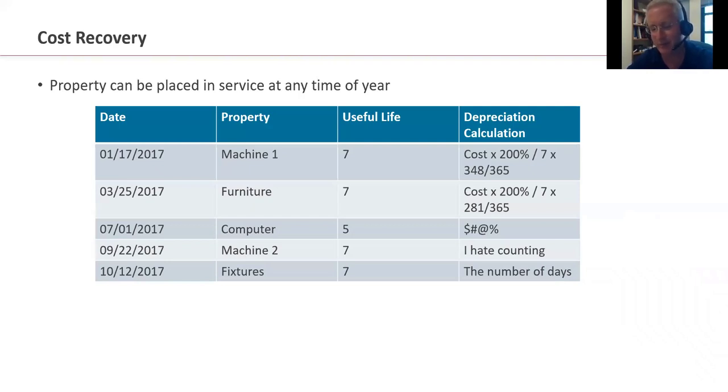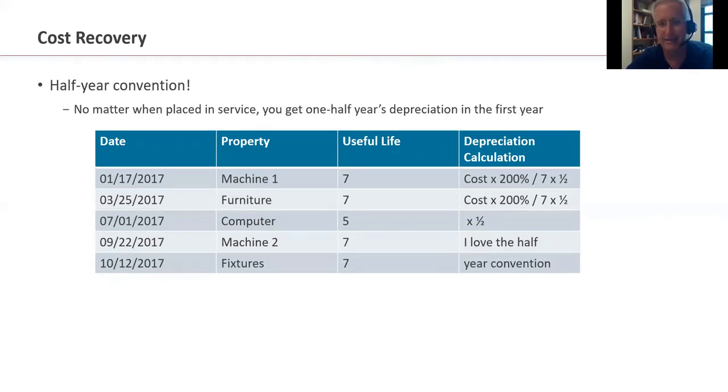And so the IRS said, we need to come up with a way to make this easier for taxpayers. They decided that the way they're going to do that is through something called a convention. The general rule is a half-year convention. Under the half-year convention, it says, I don't care when you placed that property in service. This is all personal property, by the way. You take a half year's depreciation. So you place it in service in January, take half a year. Place in service in March, half a year. September, half a year. December, half a year, right?